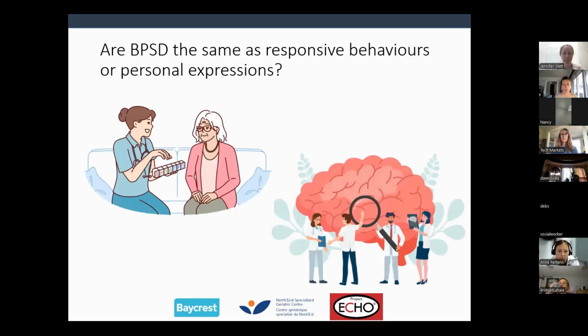So to get started then, are BPSD the same as responsive behaviors or personal expressions? And this came up during the guideline development process and also, after the guideline was launched, in terms of why do we use certain words or why do some people use certain phrases and other people use different phrases. And so we did try and look into this, with a scientific lens as best we could.